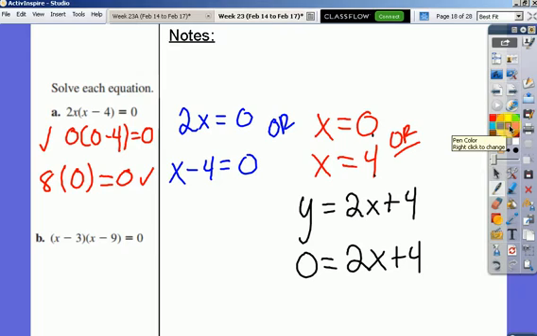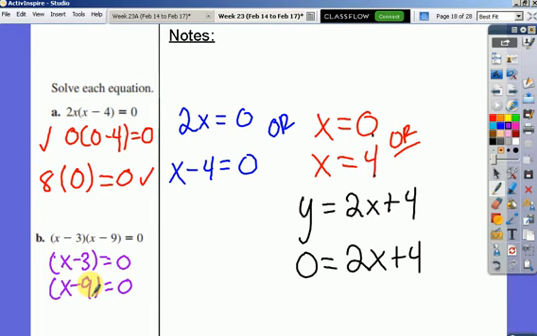So B should be pretty easy as well. What are my two factors? Well, x minus 3 is the factor, right? And x minus 9 is the other factor. And when I solve for x, I get x equals 3, x equals 9, and they both work. I don't know why I put parentheses there.